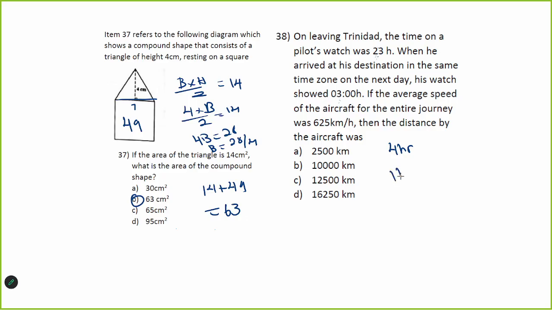We know that 1 hour is 625, then 4 hours would be 625 multiplied by 4. 5 4s are 20, 4 2s are 8, 9, 10, 6 4s are 24, so the answer would be 2500.